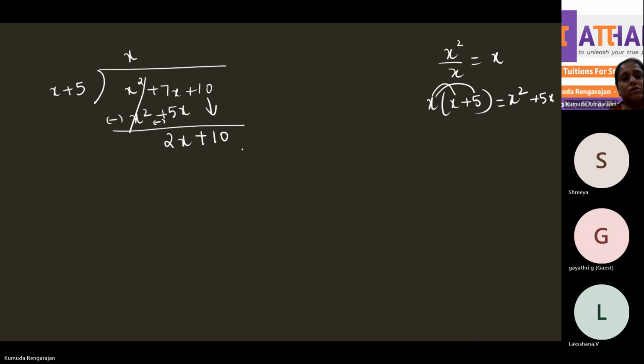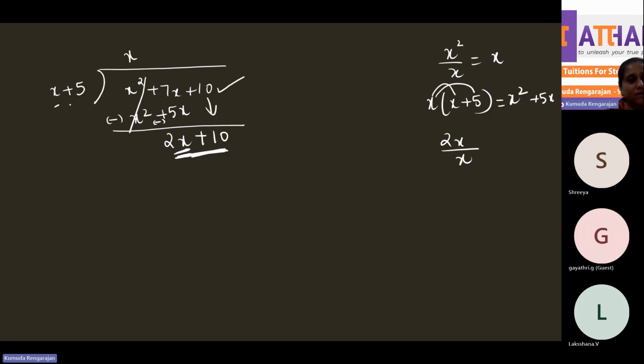So now we'll have to find the second term in the quotient, for which we have to again divide 2x by x. This is the dividend given in the question. Now this remainder is the new dividend. The remainder becomes the new dividend. The first term of the new dividend is 2x.